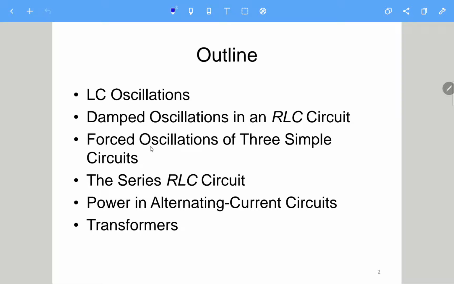And then next, we will talk about the phasor. The phasor maybe a difficult part of this chapter. I'm not sure. And then we talk about series RLC circuit, and then power in the AC circuit, and also the transformers.